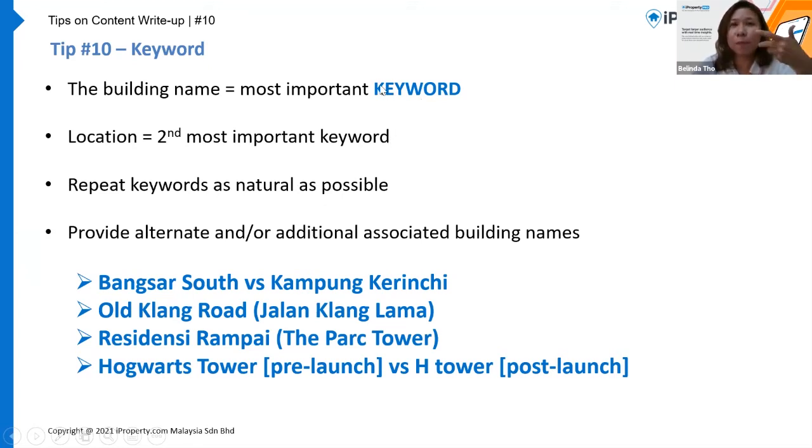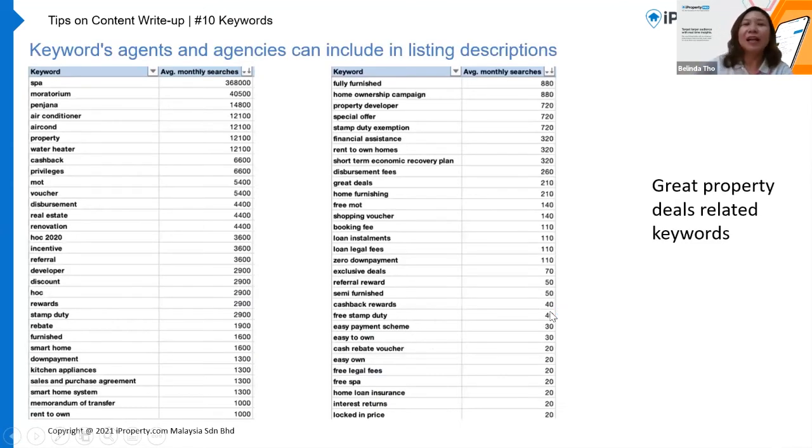Of course, if your property is a landed property, or your commercial property is landed, like shops, then your location will be your first important keyword. Now these are the keywords according to Marian, based on her compilation. These are the important keywords you may want to include in your content.